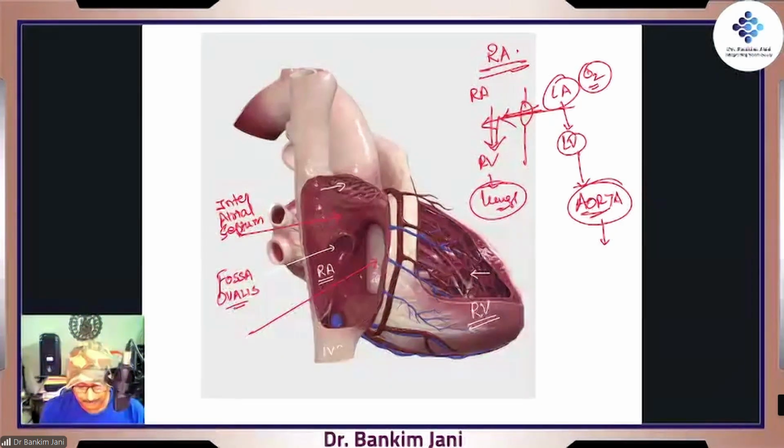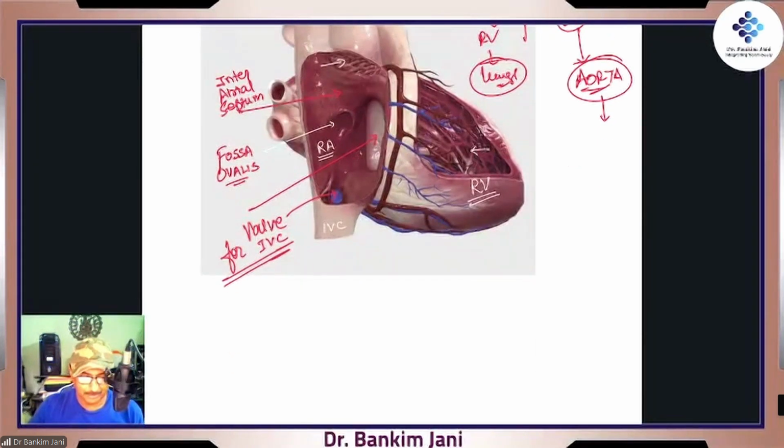So here it is. This is our inferior vena cava, and this one is the valve for the inferior vena cava. One more interesting thing present over here is the place of the coronary sinus. So this is the valve of the inferior vena cava and the coronary sinus.